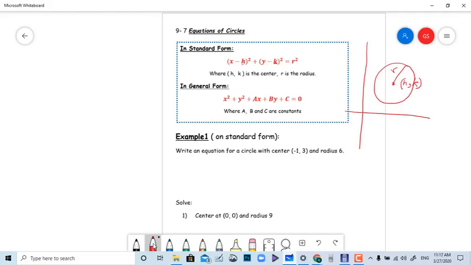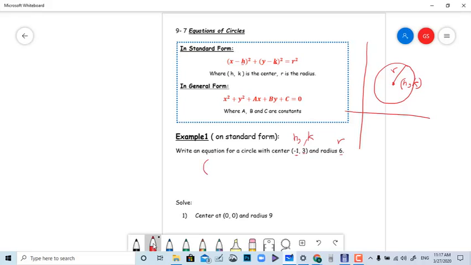Now let's look at one of the examples here. Write an equation for a circle with center (-1, 3) and a radius of 6. Here we look at the -1 and we put h over it. And here we look at the 3 and we put k over it. And this is the radius, which is r. Now it's very easy to write the equation, which is exactly like the one above.